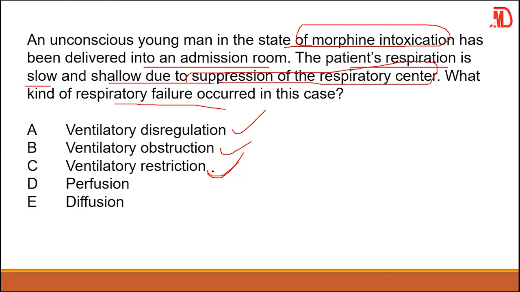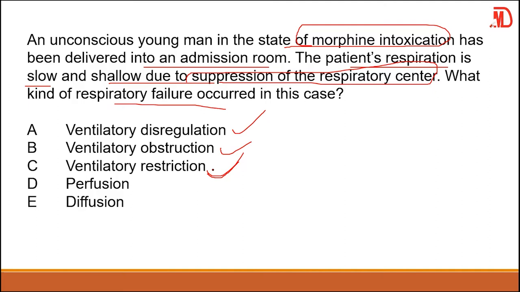When we talk about obstruction, an example is asthma. You are trying to breathe out, but something is blocking air from coming out or even entering. Something is obstructing it. Then we'll talk about dysregulation. Dysregulation comes from the center. That means there's nothing wrong with the lungs undergoing scarring, nothing wrong with the bronchioles or the airway. But the problem is coming from the respiratory center, in other words, from the medulla oblongata.